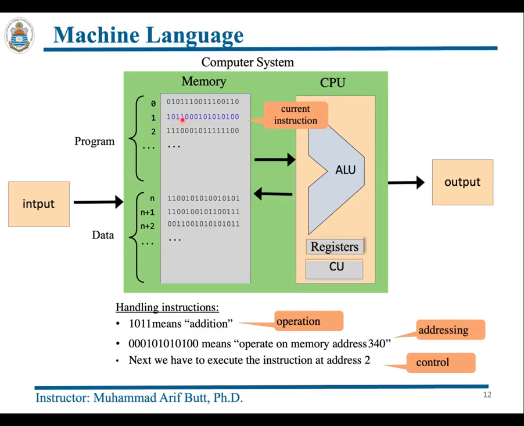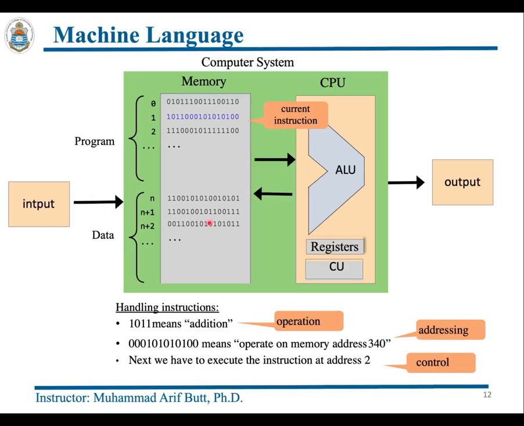Okay, and we further assume that the remaining 12 bits, that is 0, 0, 0, 1, 0, 1, 0, 1, 0, 1, 0, 0, give us the first operand for this add operation. And maybe it is the memory address where this first operand is located. So these 4 bits mean addition. These 12 bits may mean the actual data which needs to be added, or may mean the address in the memory where this data resides.